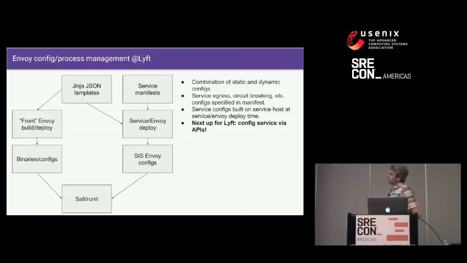So we've got the service manifests, and then services specify who they actually talk to. Those services say that they talk to particular services, and then we bundle all of that data, and we essentially run it through Jinja as well as Salt, and then we wind up with these configs.